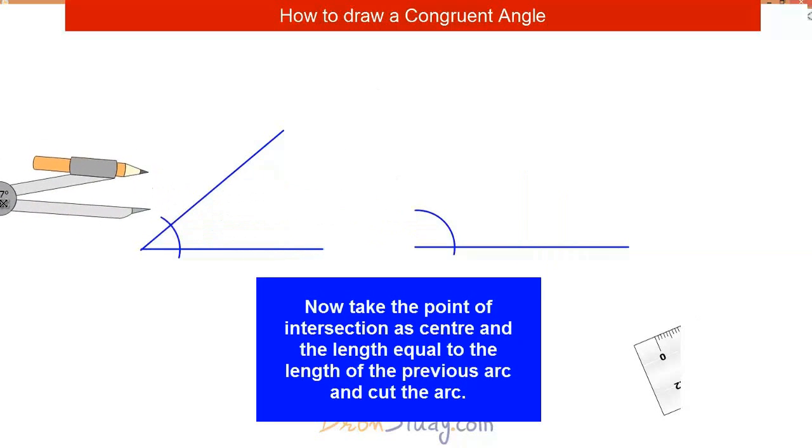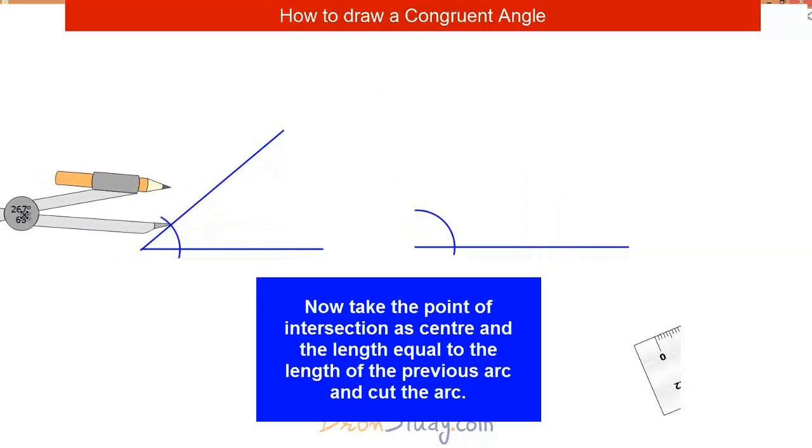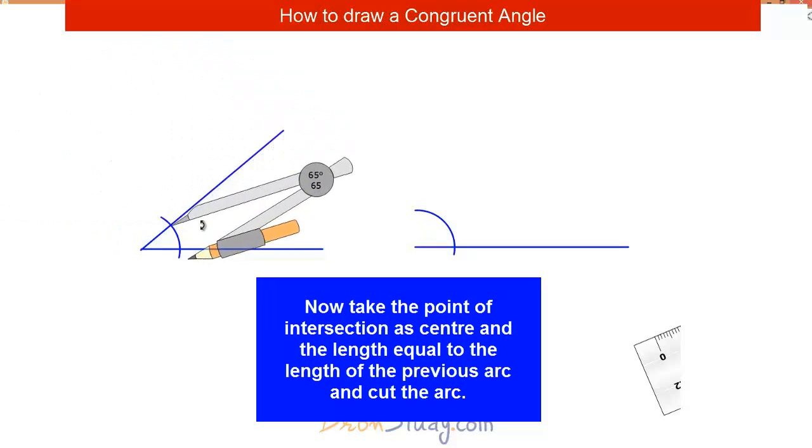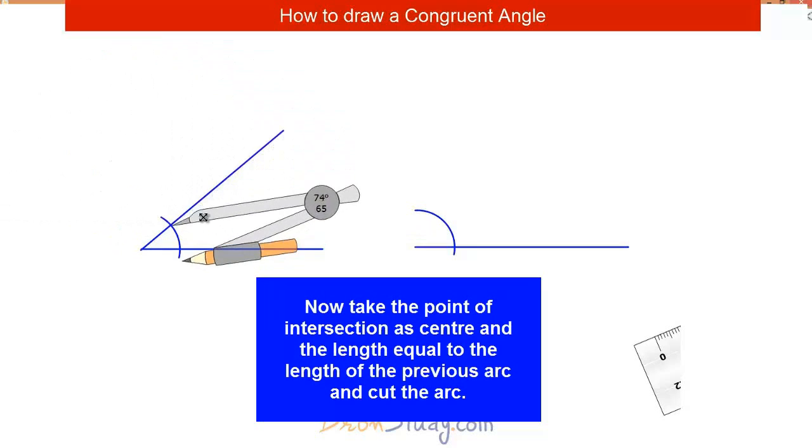Then go back to the original angle and taking one point of intersection as the center and a distance between the 2 points of intersection, like this.